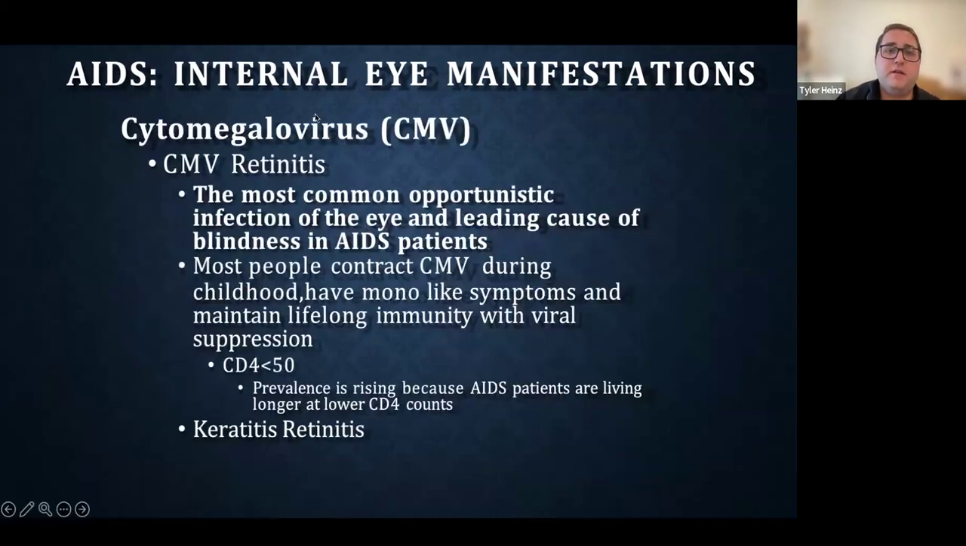Okay. Cytomegalovirus or CMV, so CMV retinitis. This is the most common opportunistic infection of the eye, and it's a leading cause of blindness in AIDS patients. That's something you guys should know. Most people contract CMV during childhood. They may have symptoms that are similar to mono, and they may maintain lifelong immunity if you keep the virus suppressed.